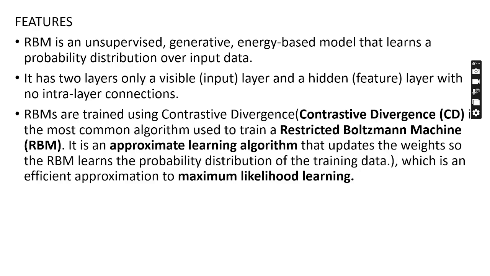RBMs are trained using contrastive divergence. What does contrastive divergence mean? It's the most common algorithm used to train the restricted Boltzmann machine. It's an approximate learning algorithm that updates the weights. The RBM learns the probability distribution of the training data, so we need to update the weights according to the input data. For this weight updating, we use the most common algorithm called contrastive divergence, which is an effective approximation to maximum likelihood learning.